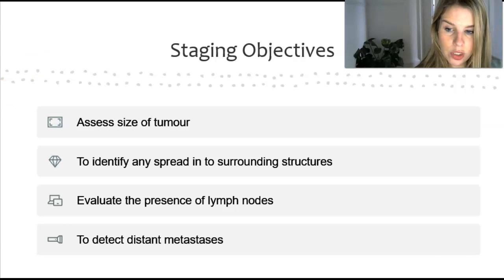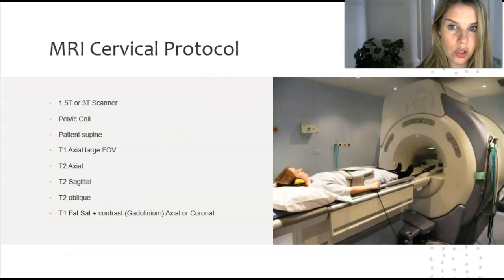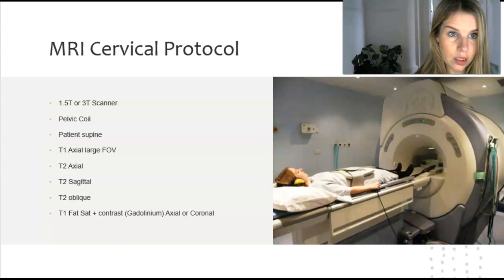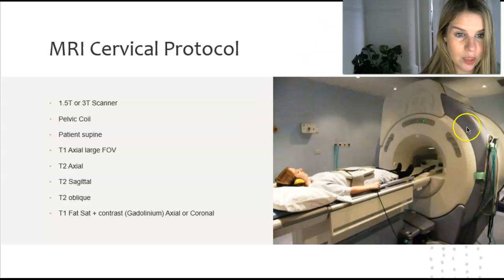So the protocol that we use in MRI for a cervical patient, again, is usually a 1.5 or 3T scanner, and we're using the body coil, a pelvis coil, really lying over the patient. The patient generally would be supine, but that can change. You can put them in head first if you want, but it would be much better for the patient to put them in feet first, because then their head's not going in as far into the bore of the magnet.